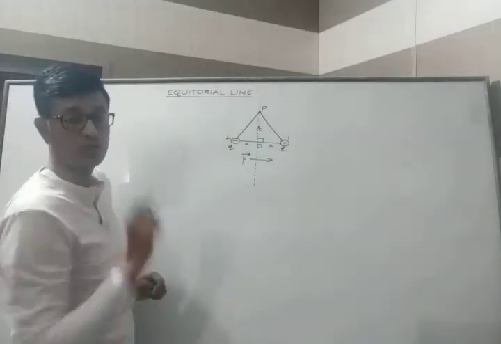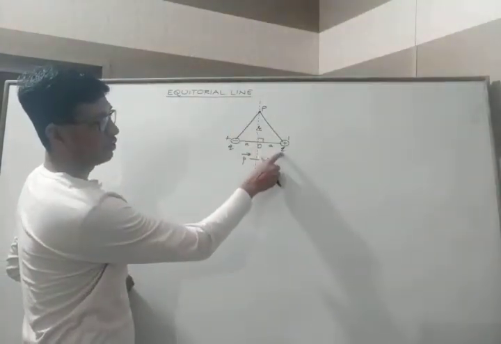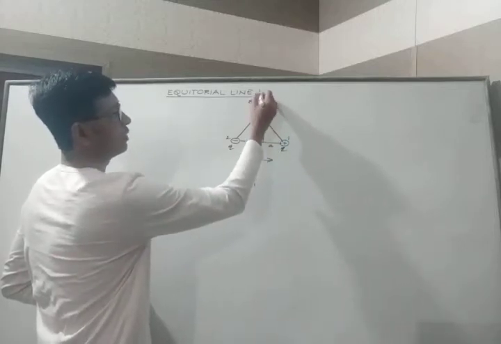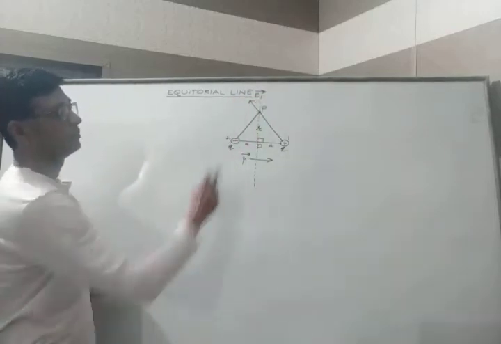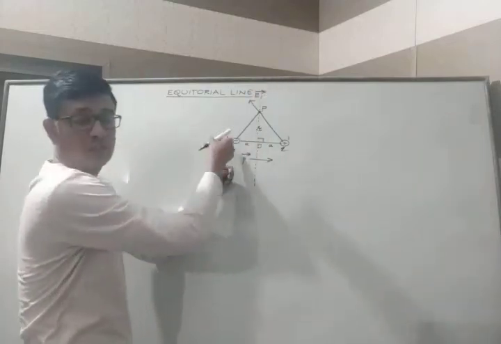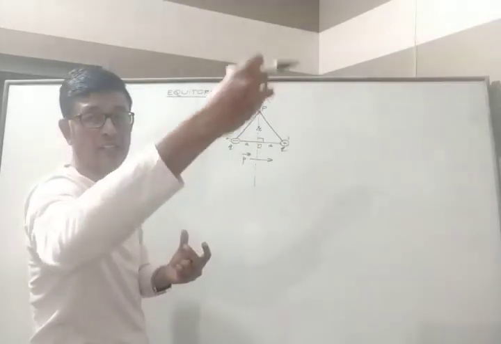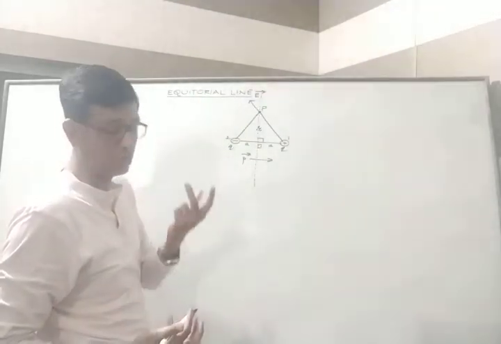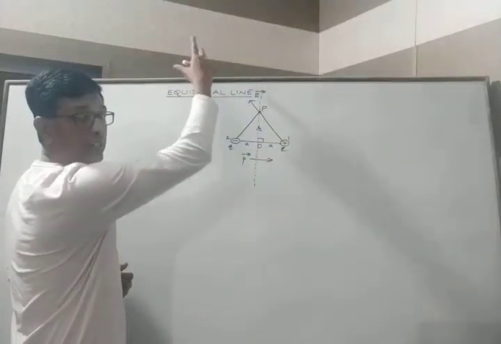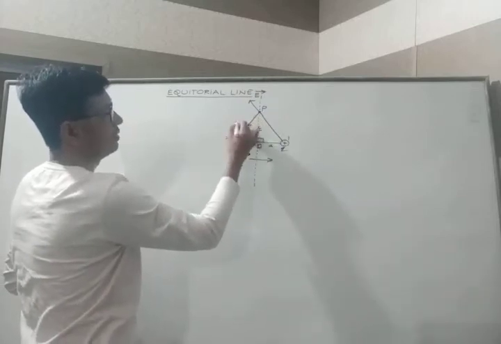So at point P we need to draw the vector diagram. At point P, the direction of the electric field due to this charge would be in the outward direction. It's a positive charge, so the electric field will be in the outward direction. This is E1. Due to this negative charge, the electric field will be towards the negative charge. Again I am repeating, electric field due to a positive charge emanates. Electric field due to a negative charge terminates. So from a positive charge it will be in the outward direction. Due to a negative charge, the electric field will be towards the source charge.